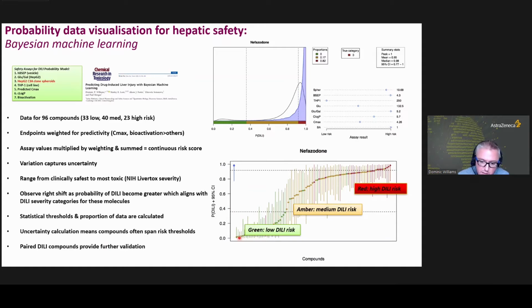These are coloured in green. These are low DILI risk, going to medium DILI risk, coloured in amber, and high DILI risk, coloured in red. And these severity indexes they're binned into three categories, but they're based on the NIH EUROTOX severity index. And we see this right shift of probability of DILI becomes greater, and this aligns with the DILI severity categories of these molecules. And as you can see here, the statistical thresholds and proportion of data are calculated.